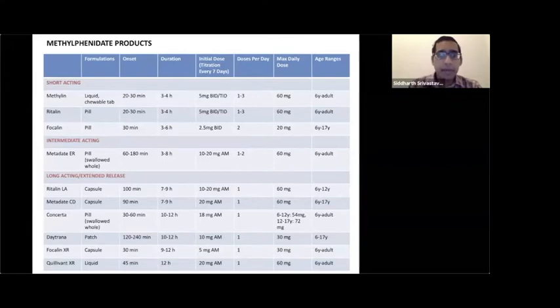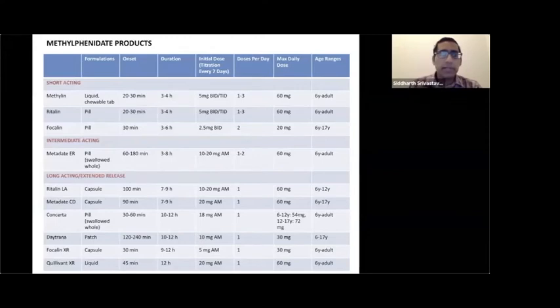Intermediate acting products include Metadate ER, which comes as a pill that has to be swallowed whole. It takes 1 to 2 hours to kick in and lasts about 8 hours or so. It's usually given once a day, but you can give it twice per day in some cases.